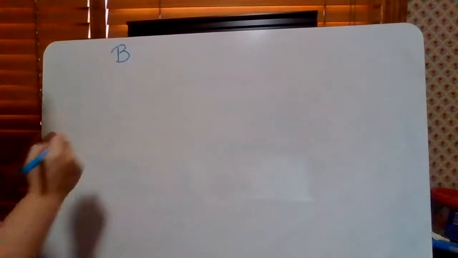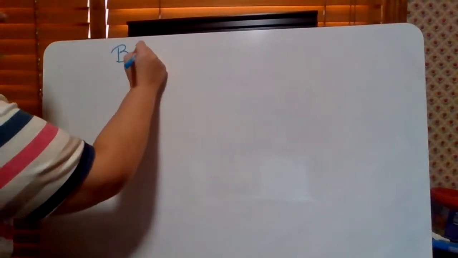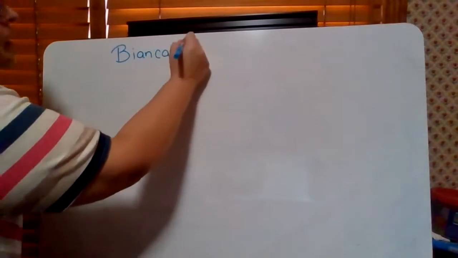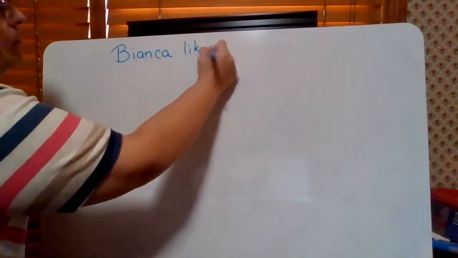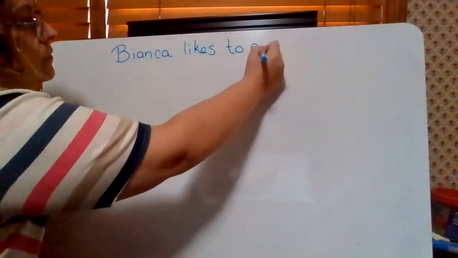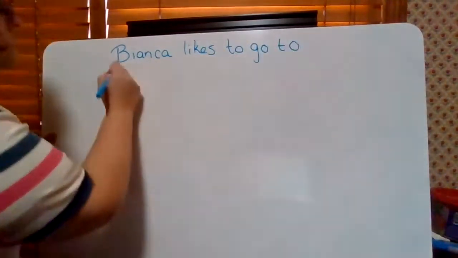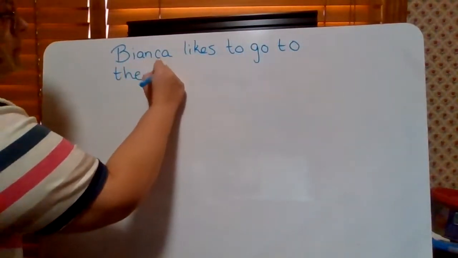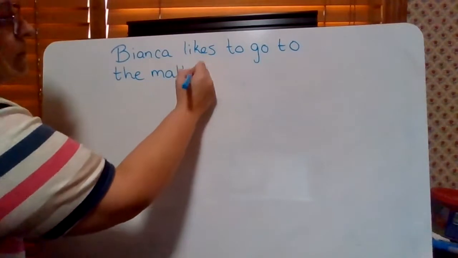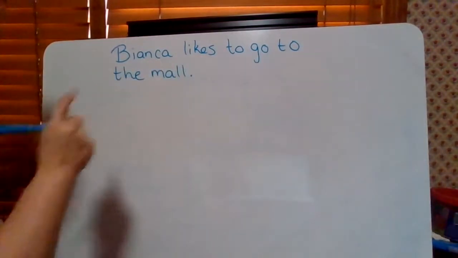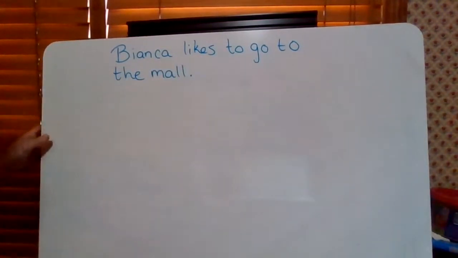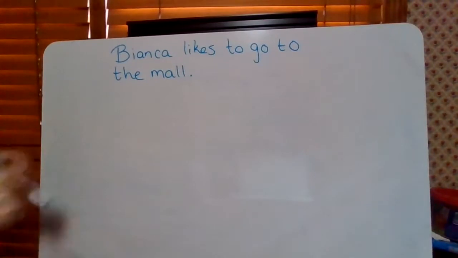Who's been messy already? Oh, I know. Okay. And I know this about this person. Bianca likes to go to the mall. She told me she liked that. And in the All About Me stuff, she likes to go to the mall. Okay, so Bianca likes to go to the mall.